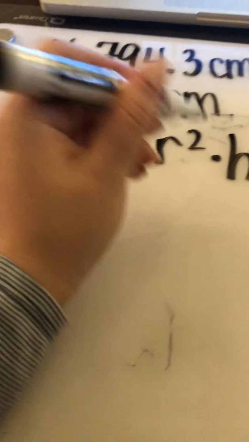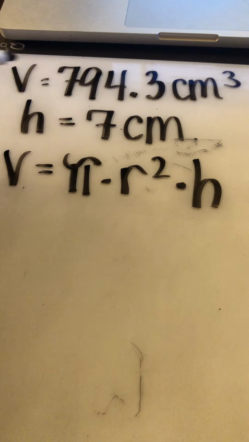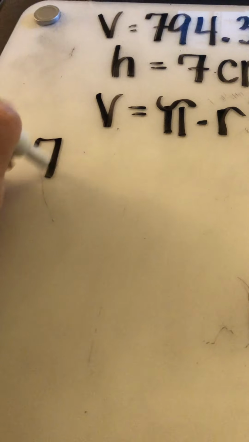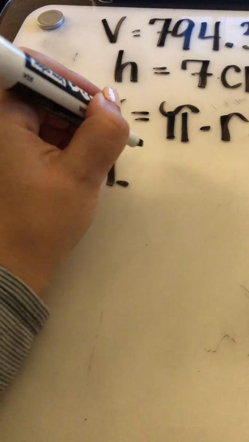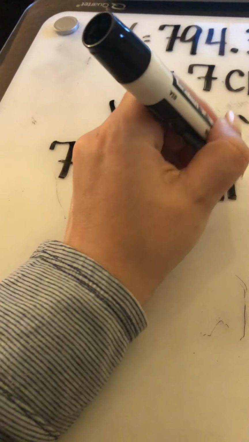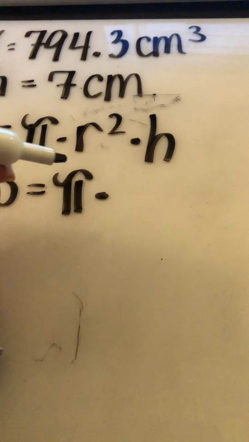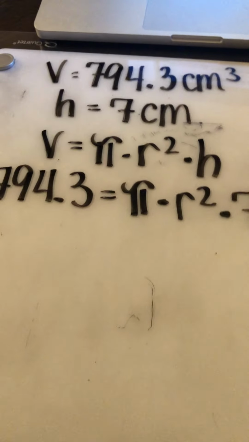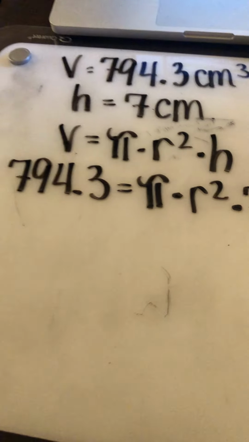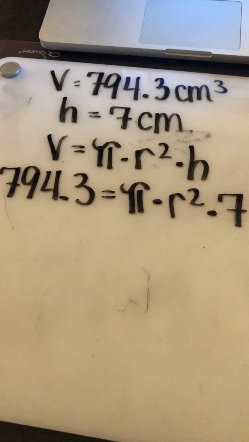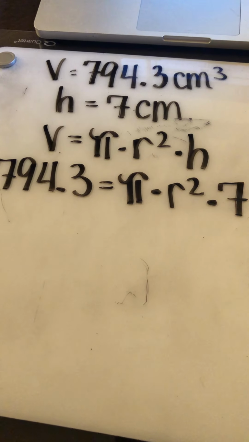So pi times r squared times the height. I'm going to plug in what we know. So I know that the volume is 794.3 equals pi times, I don't know the radius, so I'm going to write r squared, and my height this time is 7. Okay, so again, we're just doing the same thing we always do. List the information that we know, plug it into the formula to solve.